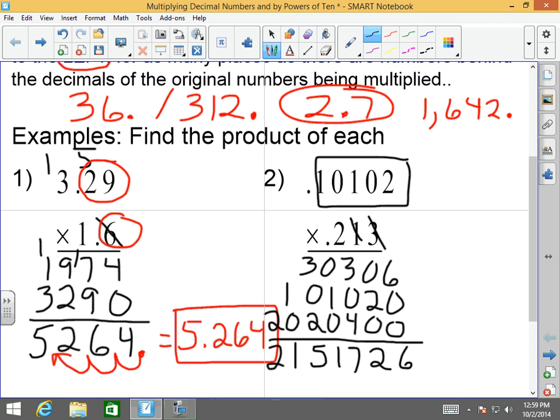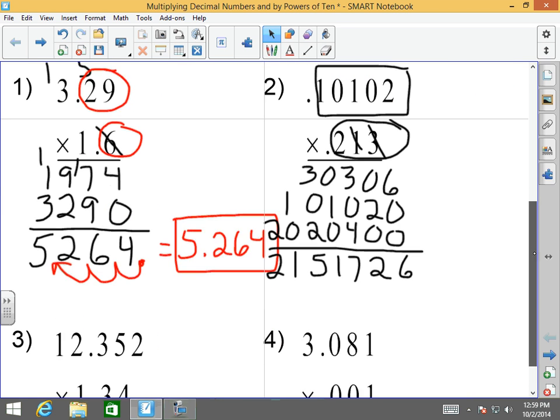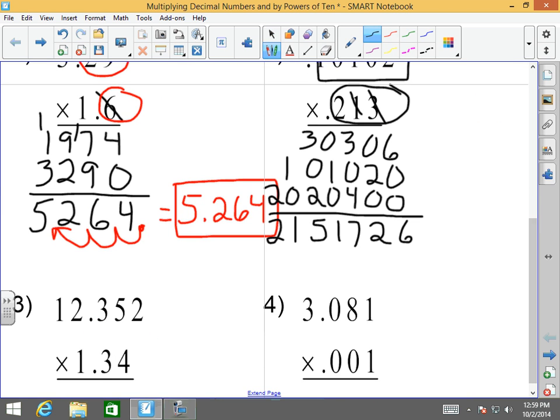How many, guys? 5. Very good. And how many do I have behind this decimal? So how many in total? 8. Very good, gentlemen. So I am going to move my decimal, which is at the far right of my product. 1, 2, 3, 4, 5, 6, 7. And look, 8. Very good, sir.